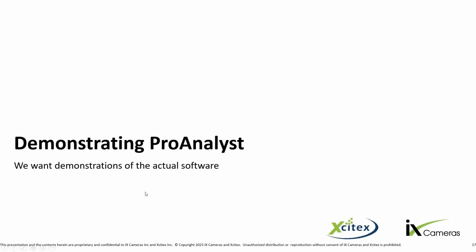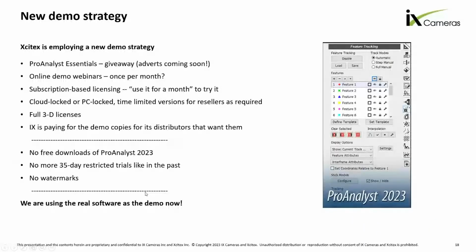So the Excitex demo strategy has changed. In the past, we've given out CDs, we've given out links, we've given out dongles, and we've said, here's 35 days to try it. Here's a time-limited license. Here's a watermarked license. Here's you can't save, you can't use it, you can't print it. All that's done. We're all done with all that.